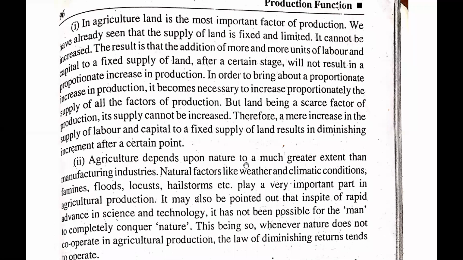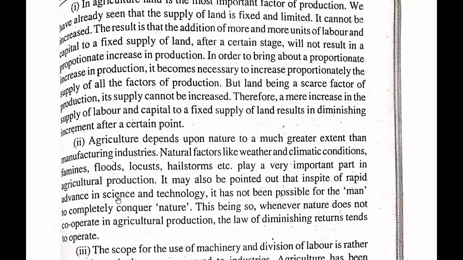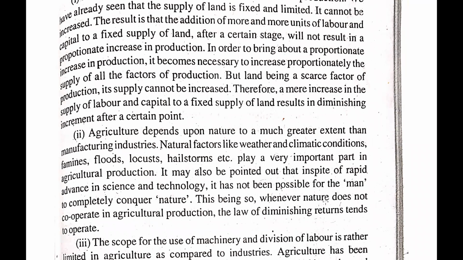Agriculture depends upon nature to a much greater extent than manufacturing industries. Natural factors like weather and climatic conditions, famine, floods, locusts, hailstorms, etc., play a very important part in agricultural production. It may also be pointed out that, in spite of a rapid advance in science and technology, it has not been possible for man to completely conquer nature. This being so, whenever nature does not cooperate in agricultural production, the law of diminishing returns tends to operate.